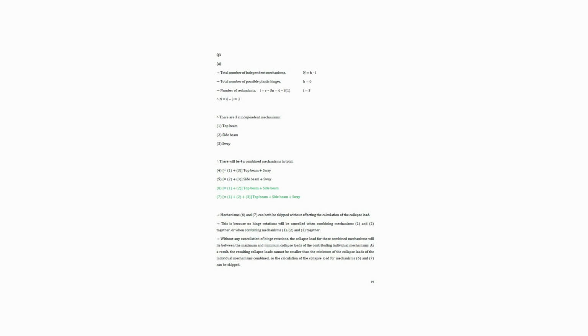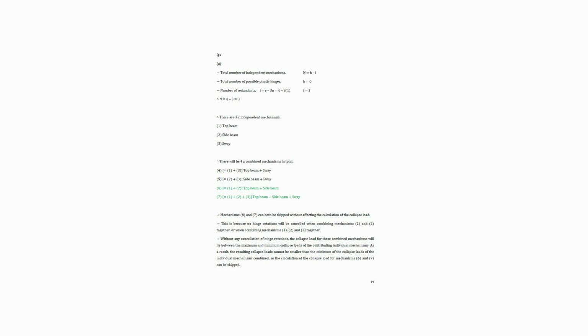The total number of independent mechanisms is found by subtracting the number of redundants from the total number of possible plastic hinges. There are 6 possible plastic hinges. The number of redundants is found by subtracting 3 times the number of frames from the total number of restraints. Here, the number of redundants is 3. Therefore, the number of independent mechanisms is 3.